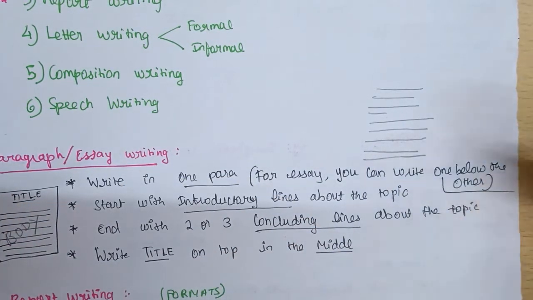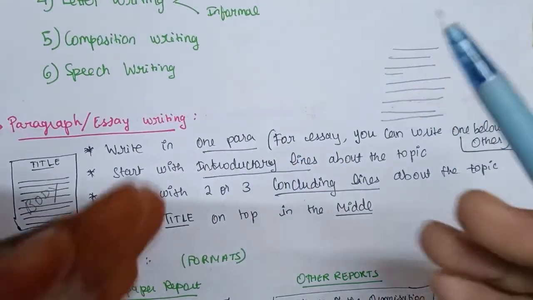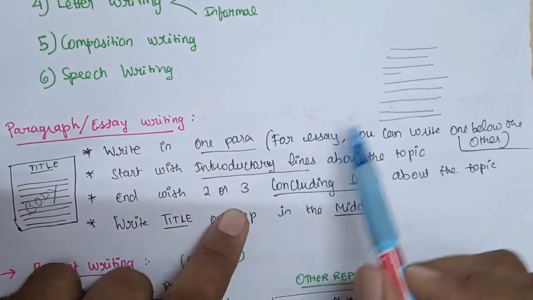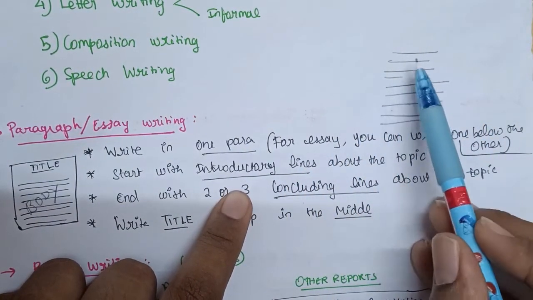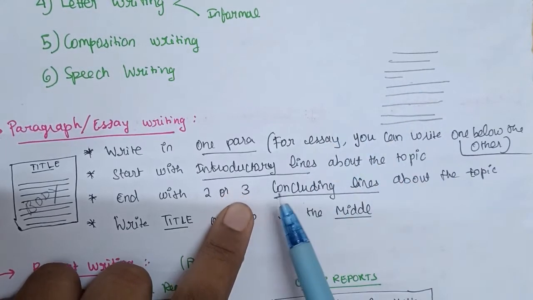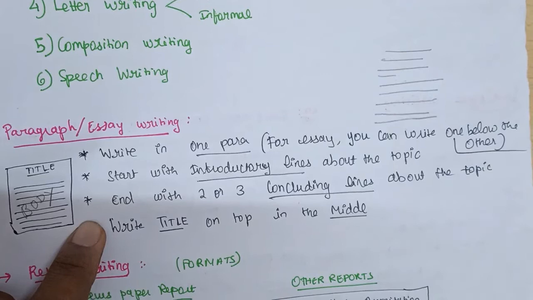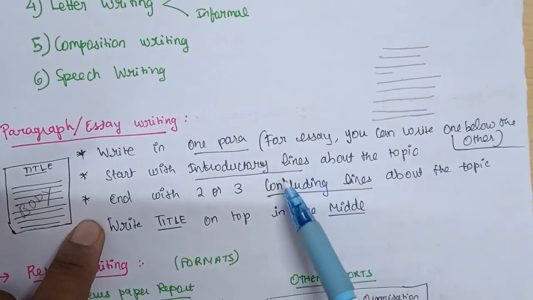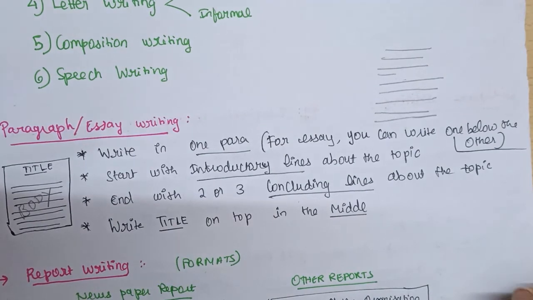When you do this, start with an introductory paragraph, not a separate paragraph, but just a few lines about the topic. Whatever topic they've given you, just write a few lines about it, maybe 2 to 3 lines. Then you do the body, the main content of the paragraph, that is the topic. Then also do the concluding paragraph, that is, come up with a few concluding lines related to the topic. Maybe it could be a few comments or how it's going to be in the future.